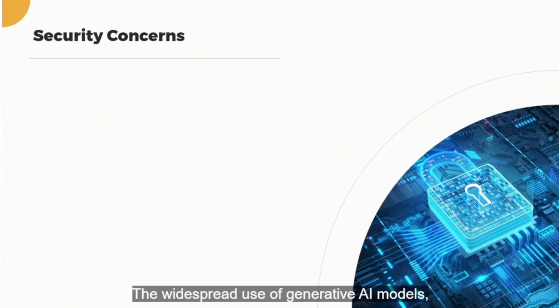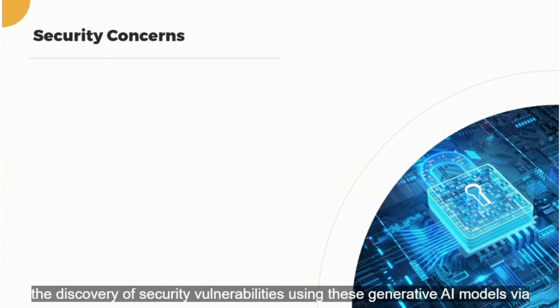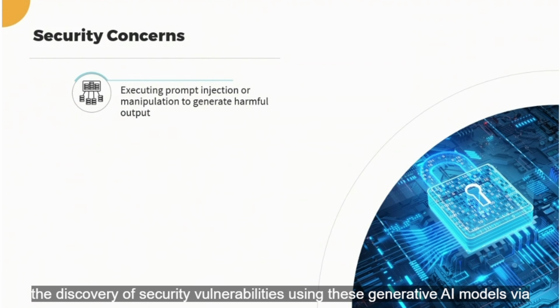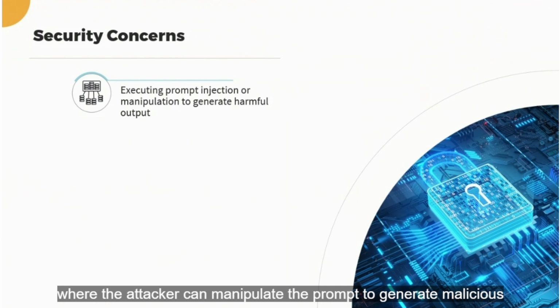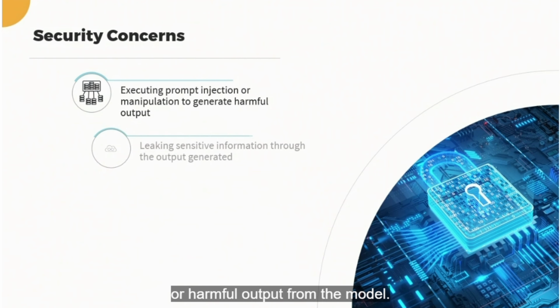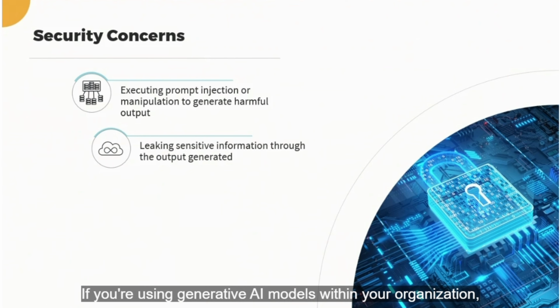The widespread use of generative AI models and the rise of prompting has led to the discovery of security vulnerabilities using these generative AI models via prompts. The first of these is prompt injection, where the attacker can manipulate the prompt to generate malicious or harmful output from the model. If you are using generative AI models within your organization, you have to be concerned about sensitive information that you might inadvertently expose through the output generated by the model. When training a generative AI model on your organization's data, you have to ensure that responses from the model don't leak sensitive information to the wrong people.